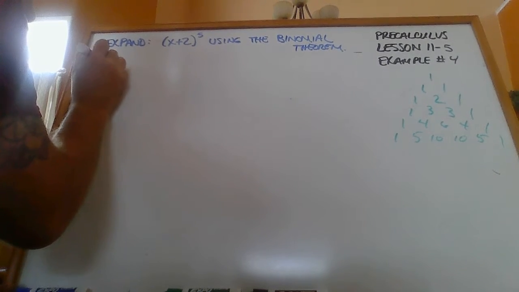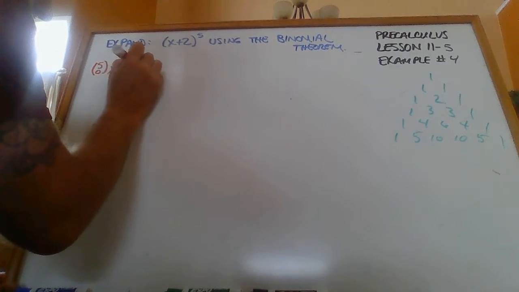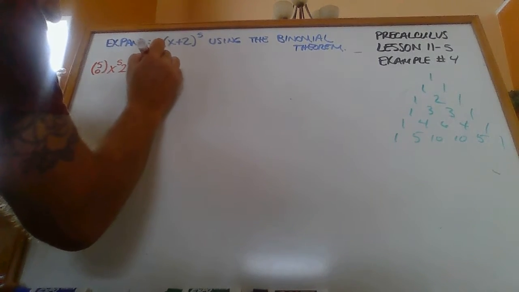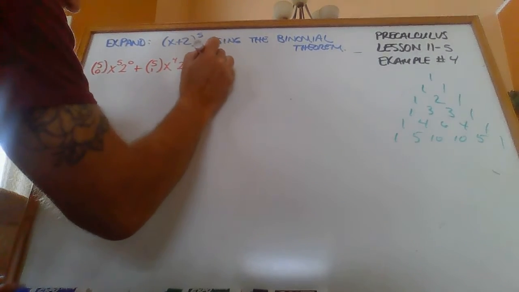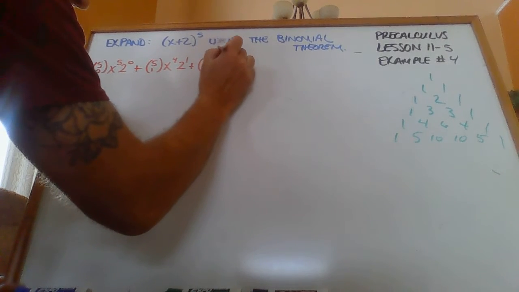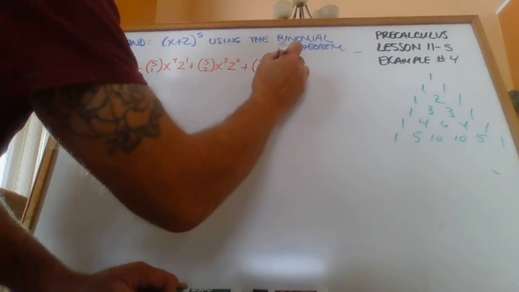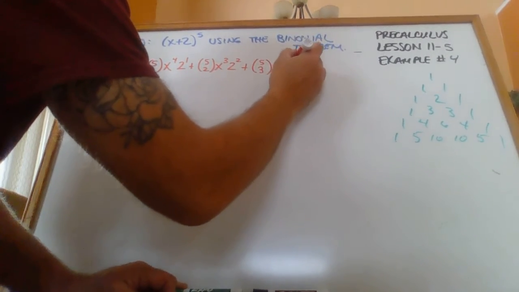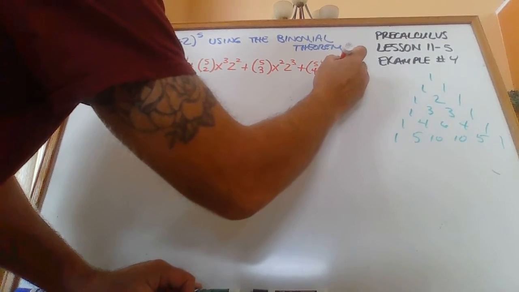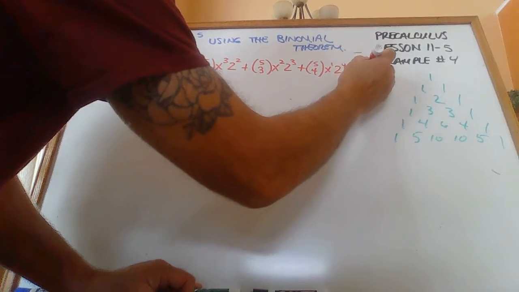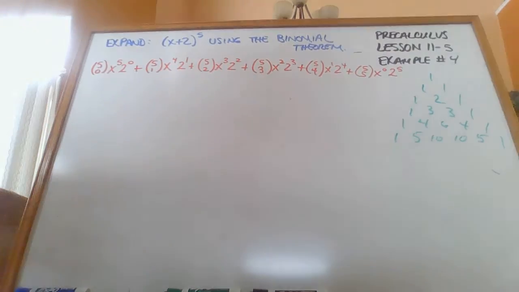It's going to be 5 choose 0, x to the 5th, 2 to the 0, plus 5 choose 1, x to the 4th, 2 to the 1st, plus 5 choose 2, x to the 3rd, 2 to the 2nd, plus 5 choose 3, x to the 2nd, 2 to the 3rd, plus 5 choose 4, x to the 1st, 2 to the 4th, plus 5 choose 5, x to the 0, 2 to the 5th.